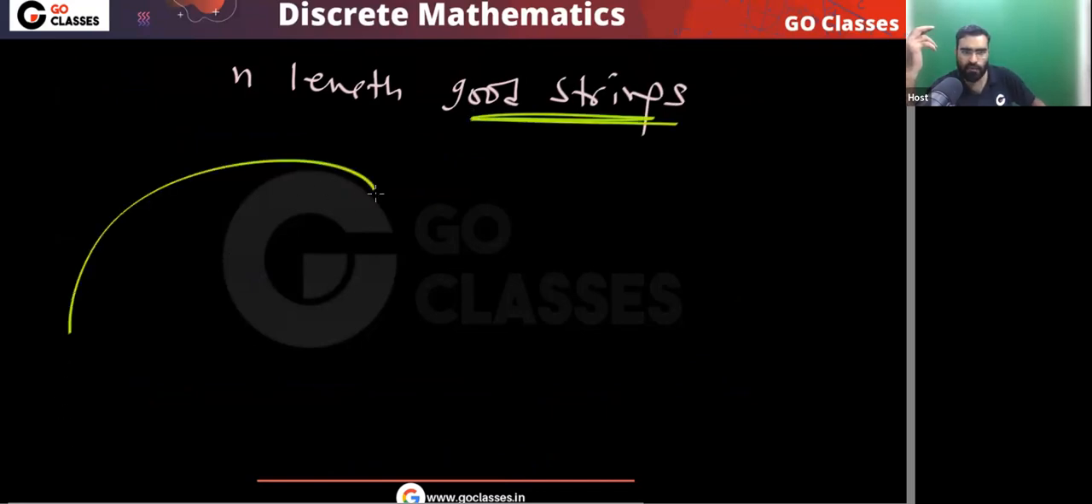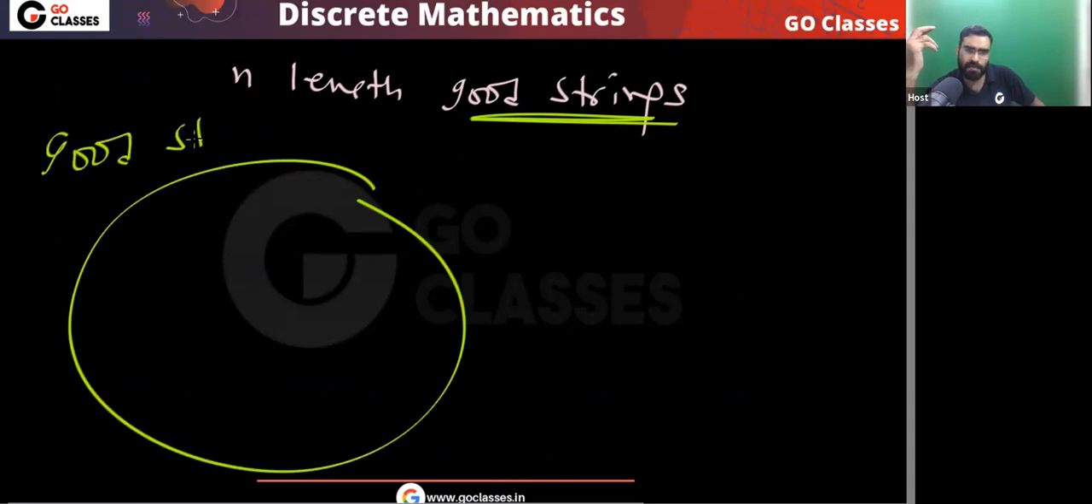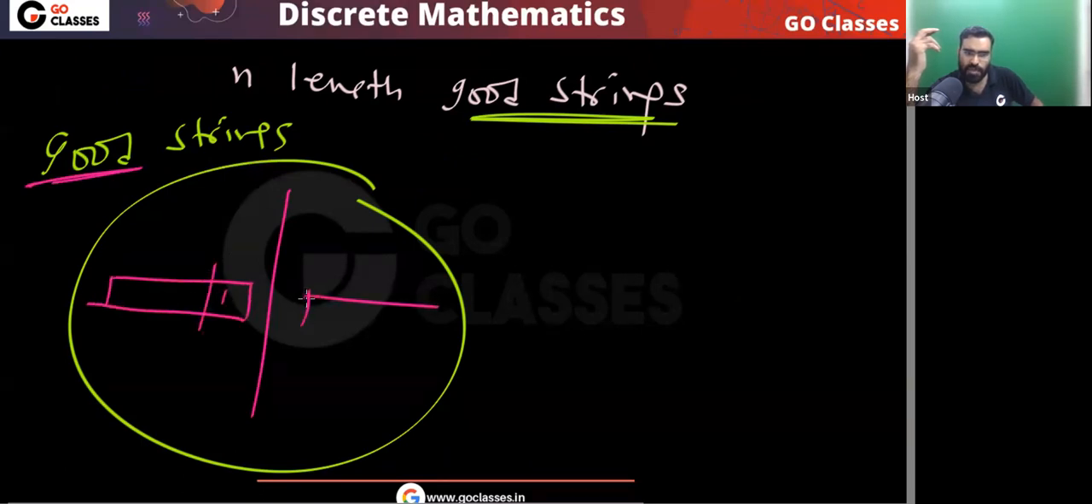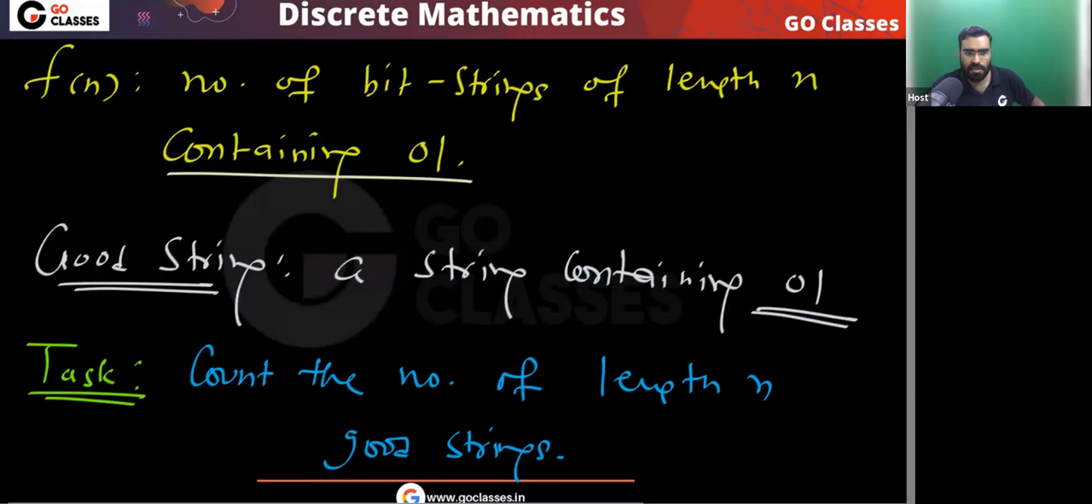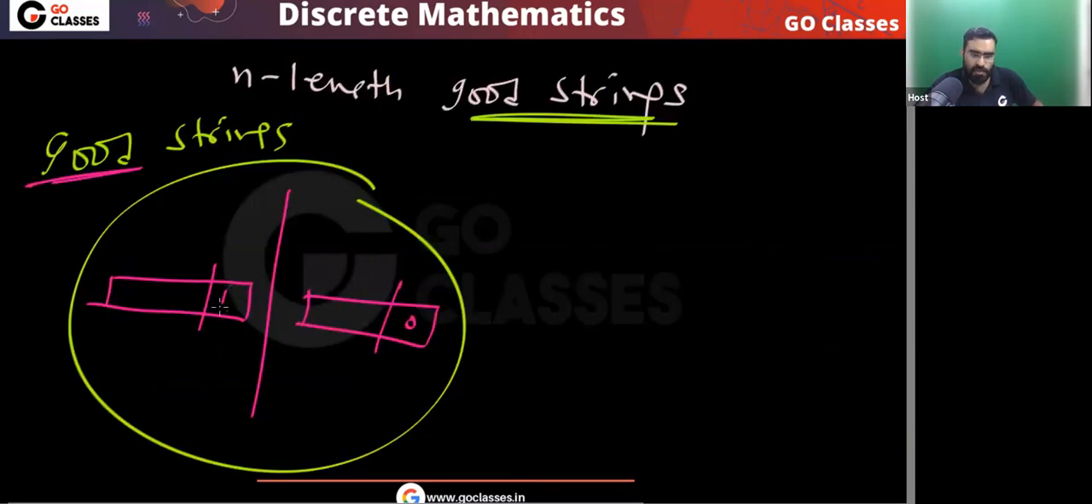This is what I want to count: n length good strings. What are the possibilities? These good strings either end with 1 or end with 0. Do you agree? Only two cases are possible. So I will count these plus I will count these. This will be my answer.